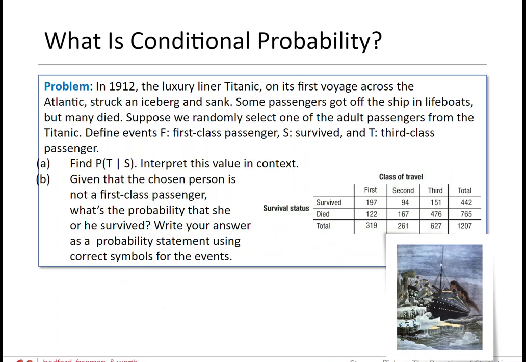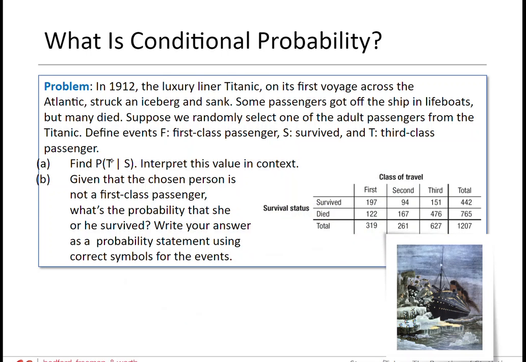So, let's take a look at an example. In 1912, the luxury liner Titanic, on its first voyage across the Atlantic, struck an iceberg and sank. Some passengers got off the ship in lifeboats, but many died. Suppose we randomly select one of the adult passengers from the Titanic, and let's define the events F for first class passenger, S for someone that survived, and T for someone who's a third class passenger.